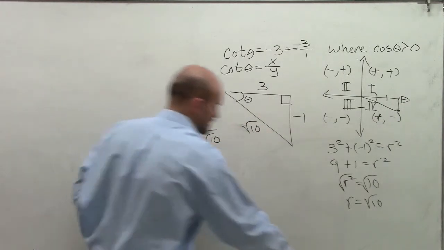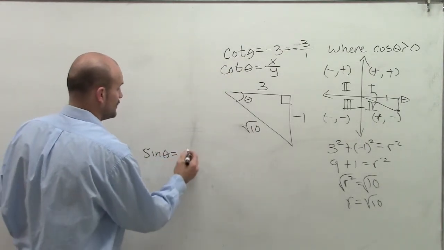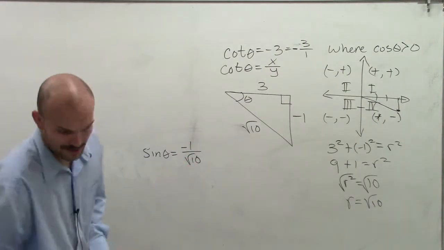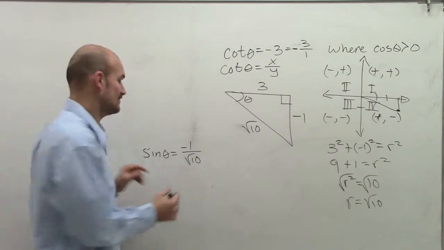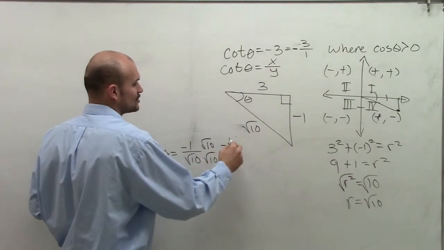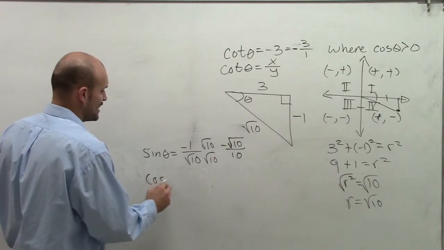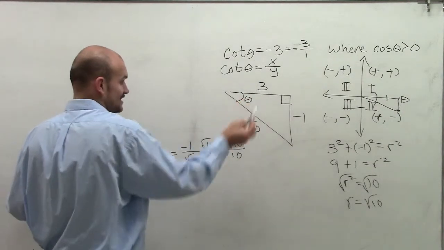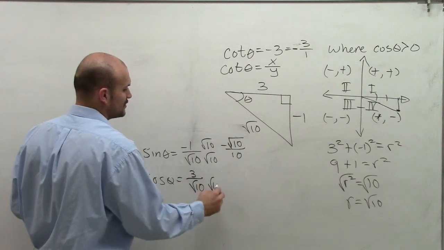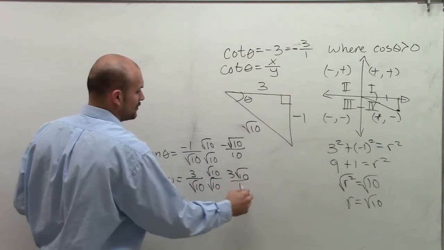All right, let's write this down a little bit lower so I can rationalize the denominator for you. So I have the sine of theta equals -1, the opposite over the hypotenuse, which is square root of 10. We can't divide by square root of 10, so I'm going to rationalize the denominator by multiplying by square root of 10 on top and bottom, to get the negative square root of 10 divided by 10. Then I'll go for the cosine of theta, which is the adjacent over the hypotenuse, which is 3 over square root of 10. I'm going to do the same process. Therefore, I get 3 square root of 10 over 10.